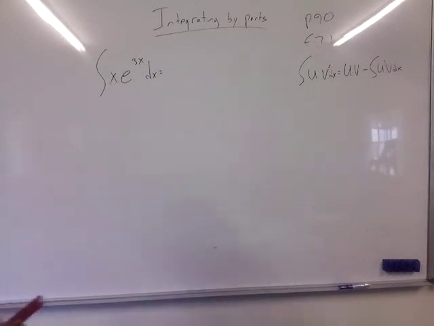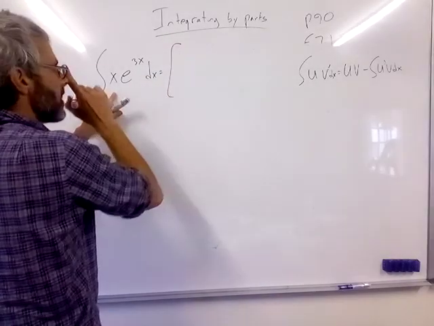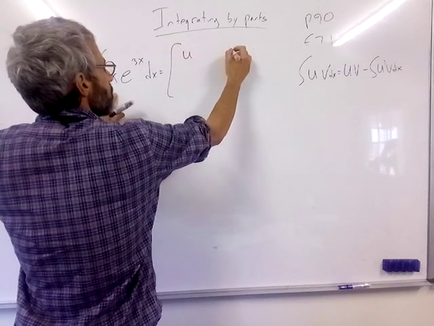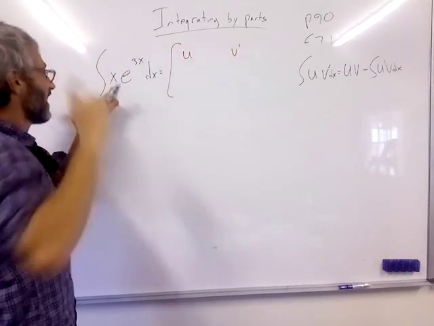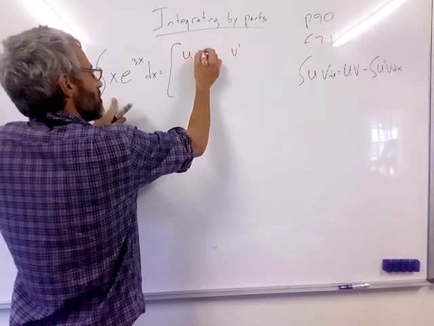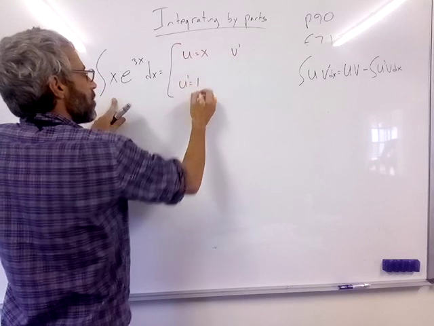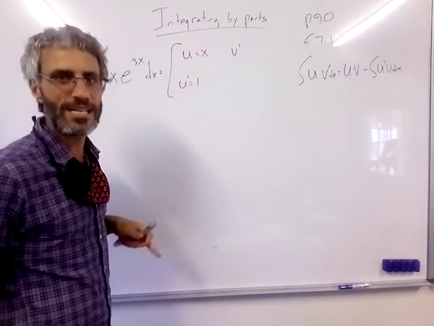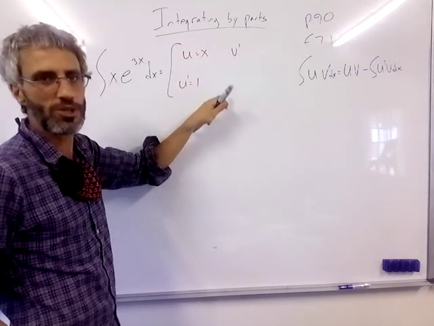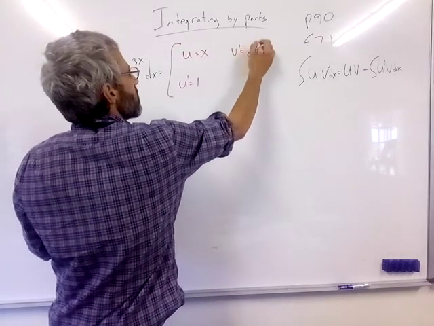Okay, a few more examples. So again, we're trying to integrate that. We need to decide who's the u and who's the v prime. Whenever you have x, it's most likely going to be the u. Why? Because it's very easy to then see that u prime is 1. You want to make u prime as easy as possible without paying too much of a price in v prime. So that means that v prime is e^3x.